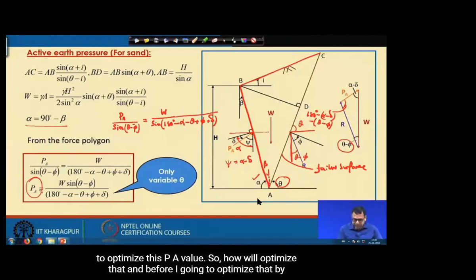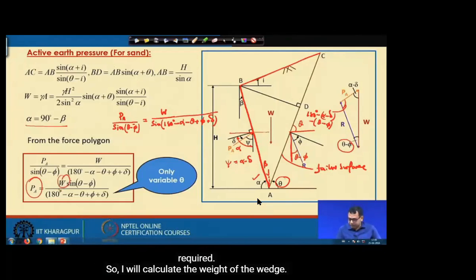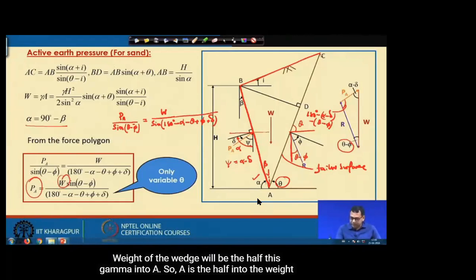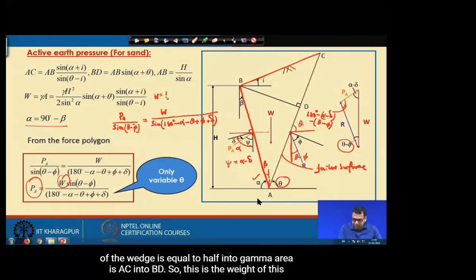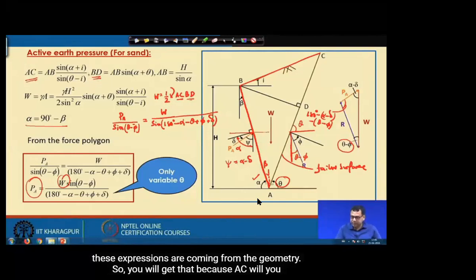Before I optimize that, we can calculate the weight of the wedge, because this weight of the wedge is required. Weight of the wedge will be half into gamma into area. The area is half into AC into BD. So, this is the weight of this wedge. AC we will get with this expression and BD we will get with these expressions. These expressions are coming from the geometry.